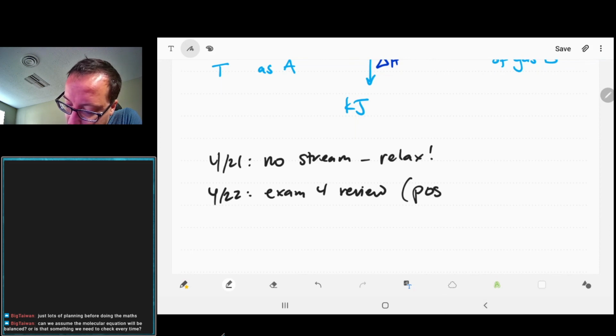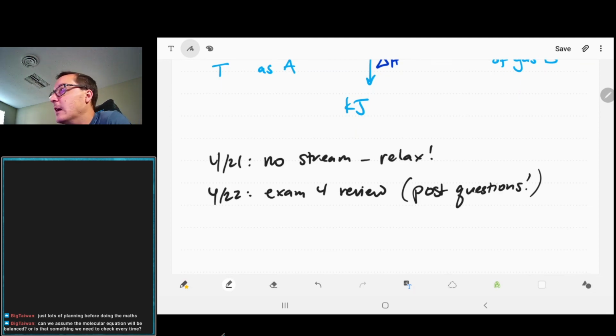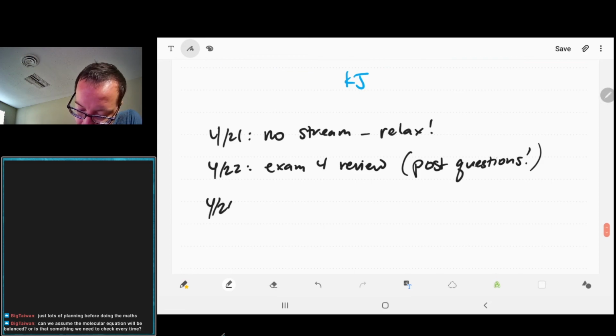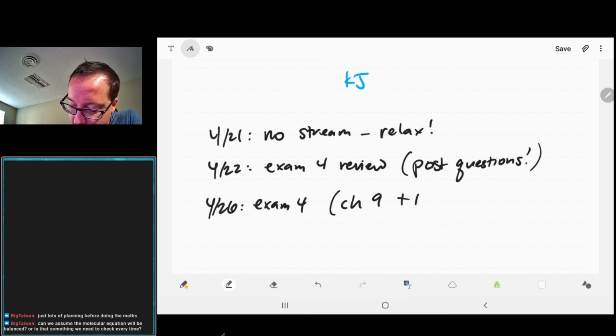Remember, you guys got to give me questions if you want to do a review. So, homework questions, old homework stuff. Can we do this type of problem again? Can we see 2 more examples of limiting reactant? Whatever it is, post stuff for me to do. We'll do that. So exam 4 will be on the 26th. And then it's going to be chapters 9 and 10.